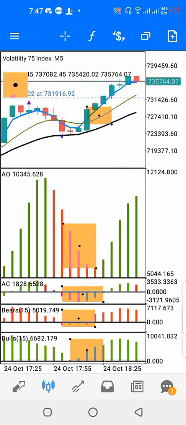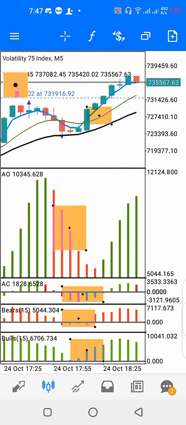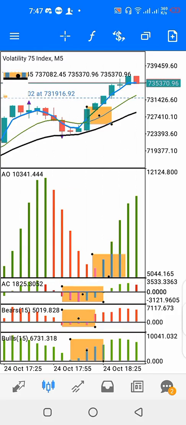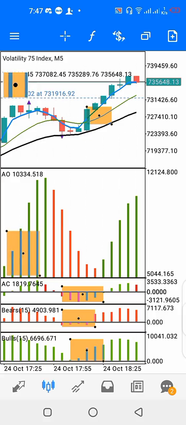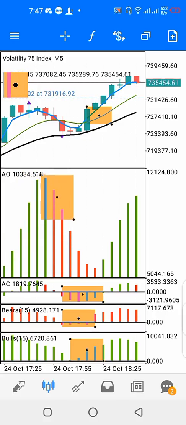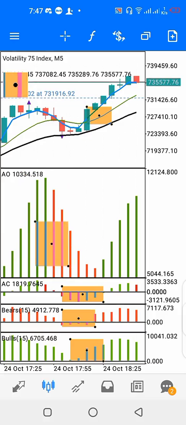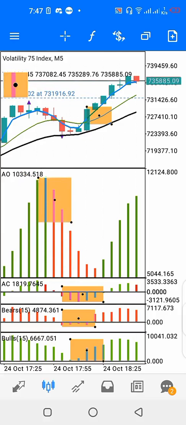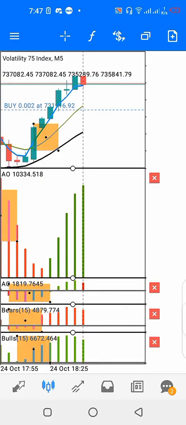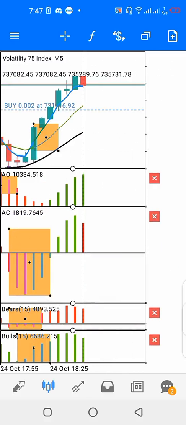Now on indicator window 1, for us to place a buy trade, we go to the awesome oscillator bars. Are they forming above the 0 level, and are the bars colored green? If the bars are above the 0 level, I'm talking about the awesome oscillator bars, and if they are colored green above the 0 level, then we are good to place a buy trade. For a sell trade, if they are colored red below the zero level, that's a good time to place a sell trade.